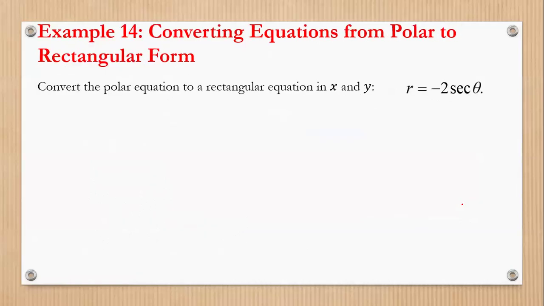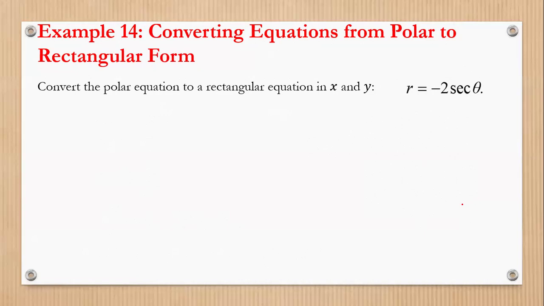Next example, we want to convert this polar equation to a rectangular equation in terms of x and y. The equation is r equal negative 2 secant of theta. Okay, the formulas that I have to replace for r, cosine, sine, x, y, none of them has a secant. We have tangent, we have r cosine, we have r sine, but we don't have anything about the secant.